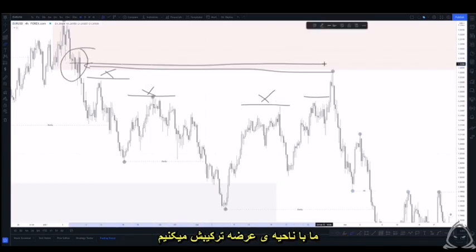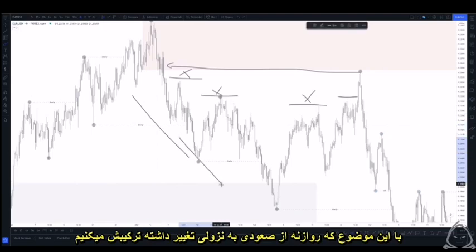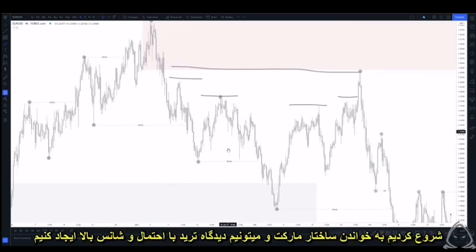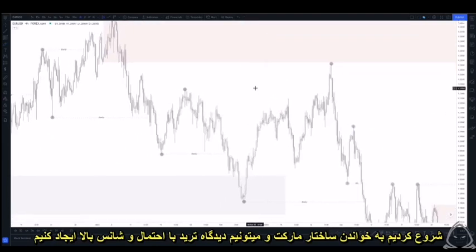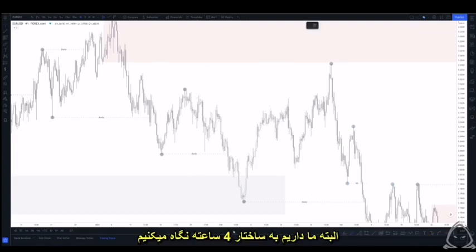We pair it with a supply zone. We pair it with the fact that now the daily has switched from bullish to bearish. We've seen a change of character. We're starting to read market structure, and we're able to come up with an overall high probability trade solution or trade idea.